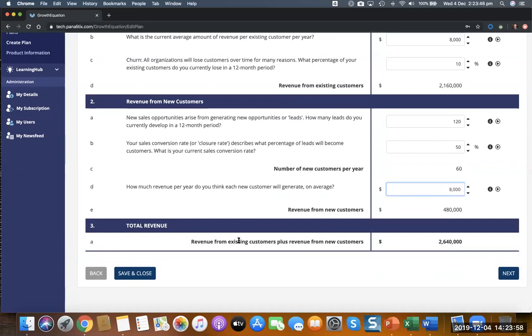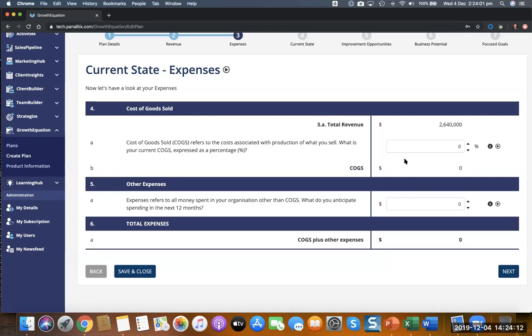So now we've got a breakdown of the revenue in this business. We see 2.1 million from existing customers, just short of $500,000 from new customers. This is a $2.6 million business in terms of revenue. We go to our next screen, and now we're squarely in the realm of accounting talk. And so what we're looking for here is to understand the percentage cost of goods sold for this particular business. We'll assume it's 60%. And then the other expenses in the business, excluding cost of goods sold, how much do we spend here just to keep the doors open? And perhaps it's 800,000.